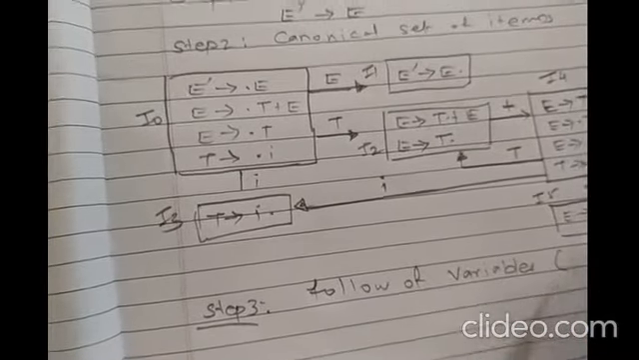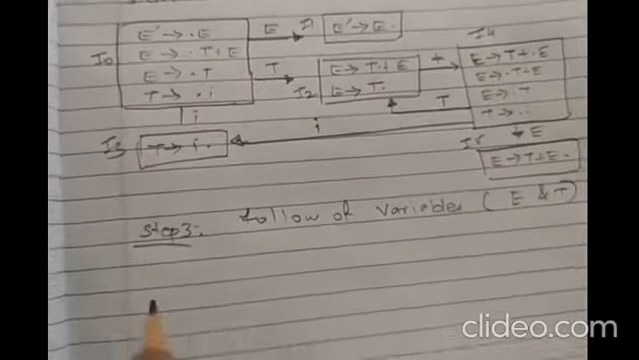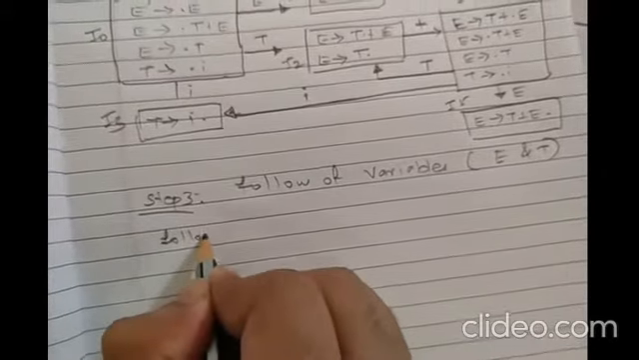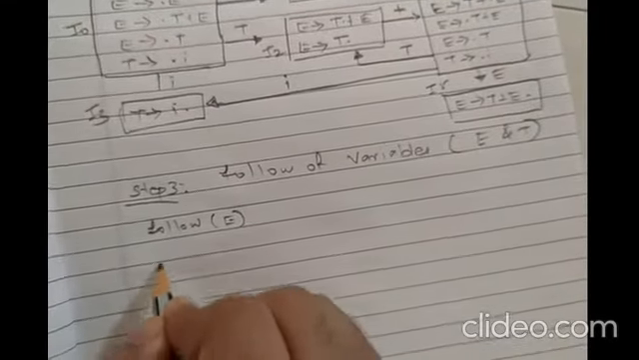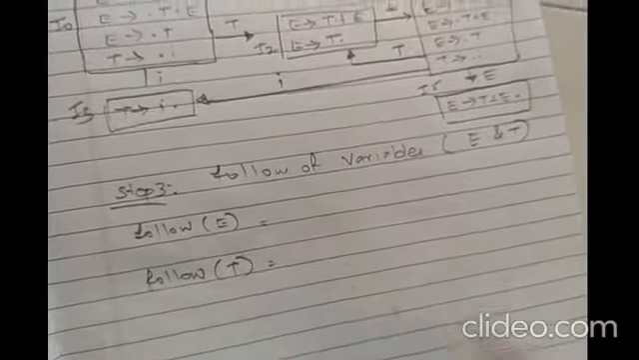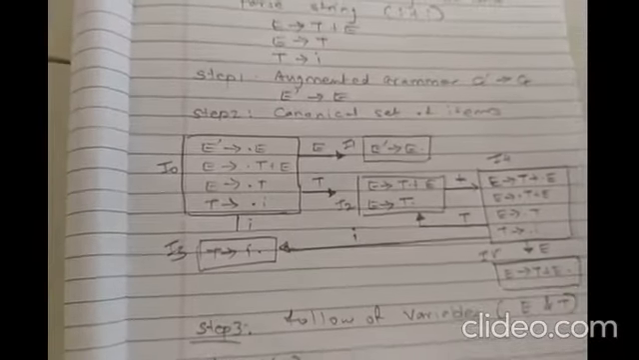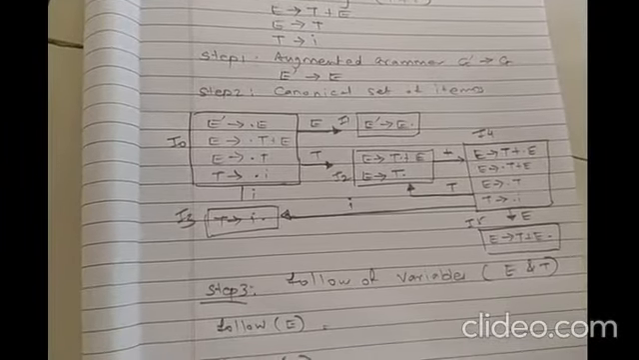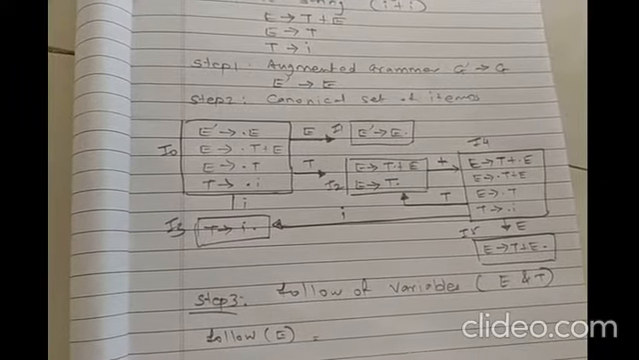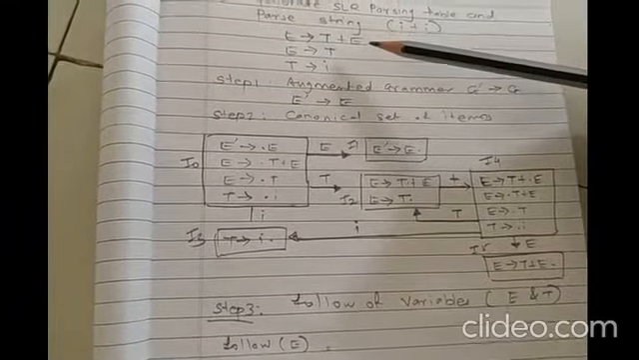Variables. So which variables? Only E and T variables are available. So follow of E and follow of T we will find out. So what is the follow of E and T? See, any string derived from the variable, then what will be coming next, that is nothing but the follow of E. So to find out the follow of E, just look at the grammar.